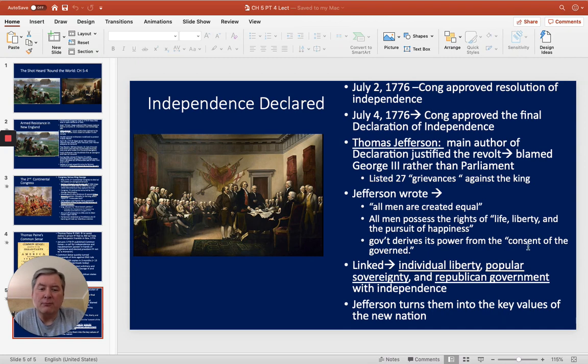So what he links in this document is individual liberty, popular sovereignty, the people rule, and republican government with the concept of independence. And those are the values. So that is leading us up to the American Revolution.